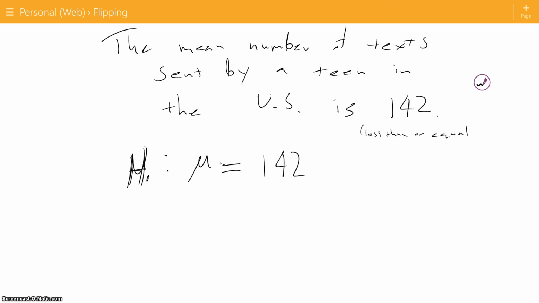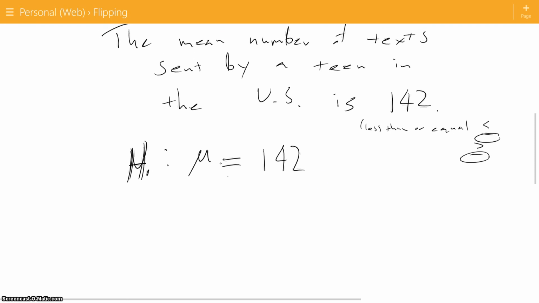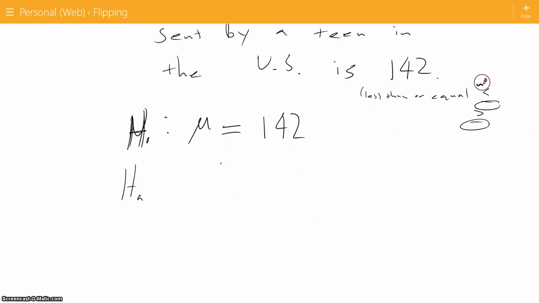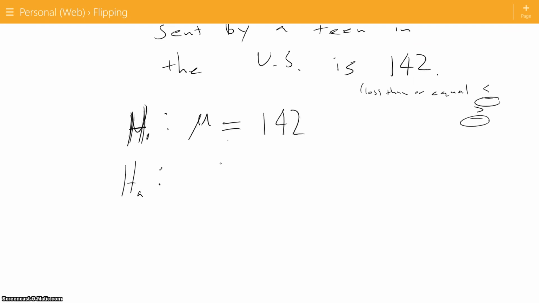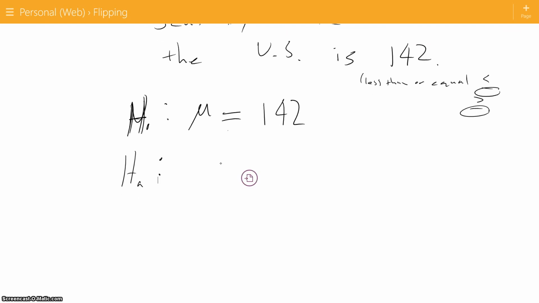Okay, I could have gone something like that. I could have gone greater than or equal, as long as it's got that equal component in there, and I do have that here with my equal sign, that the mean is 142. Okay, so that's your H naught and your alternative hypothesis, your HA. This is simply stating some way that this is not true. It's got to be mutually exclusive, so it can't be the same thing.